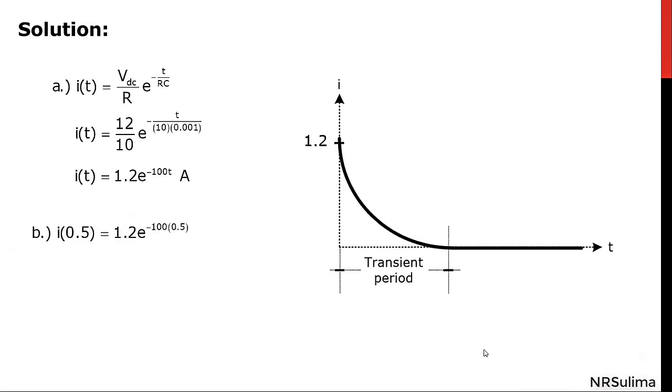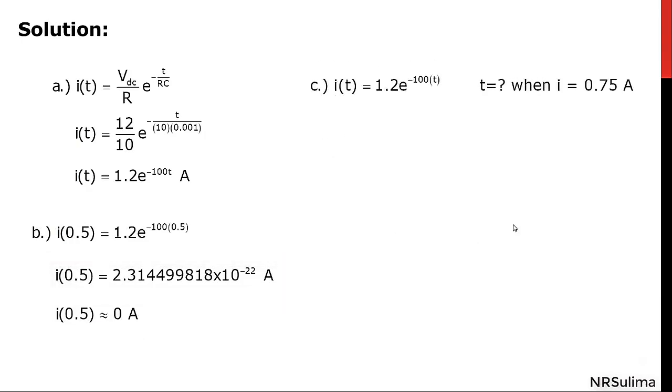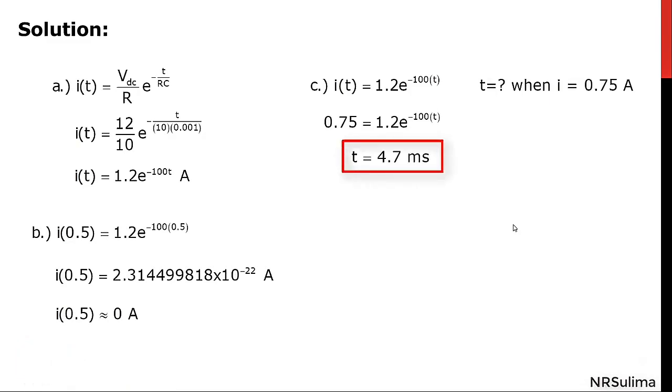B. We want to calculate the value of the current at time equal to 0.5 second, and the answer is 2.31 times 10 to the negative 22. Practically speaking, this is already equivalent to 0. C. We want to calculate the time when current is equal to 0.75 ampere, and from the same equation we find the value of time equal to 4.7 milliseconds.